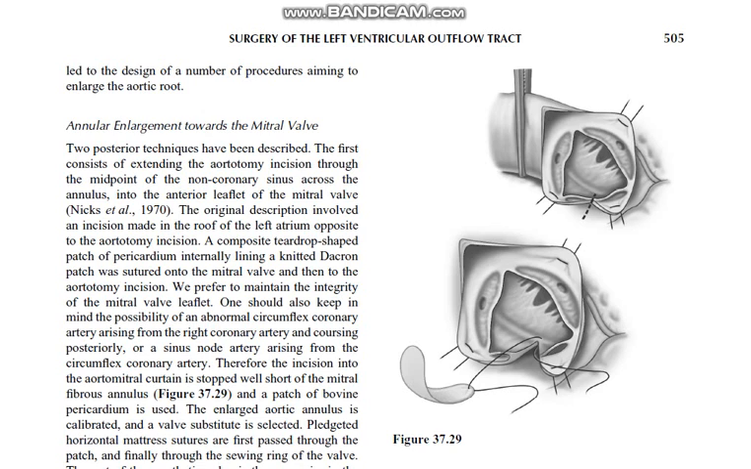One should also keep in mind the possibility of an abnormal circumflex coronary artery arising from the right coronary artery and coursing posteriorly, or a sinus node artery arising from the circumflex coronary artery. Therefore, the incision into the aortomitral curtain is stopped well short of the mitral fibrous annulus.